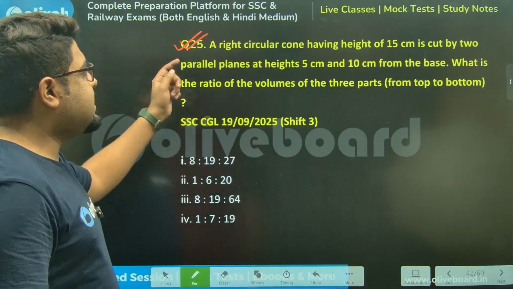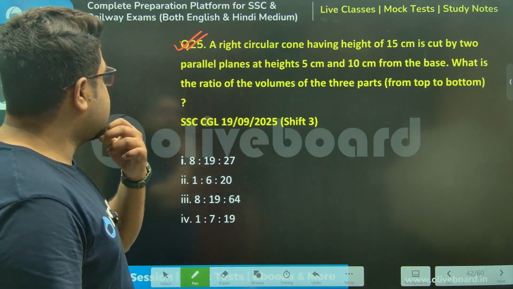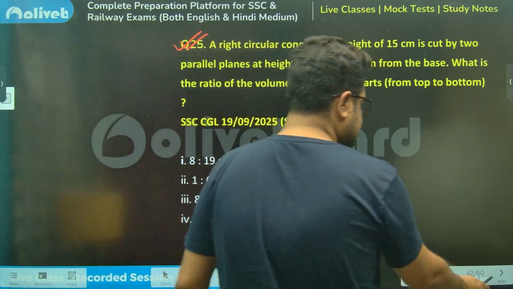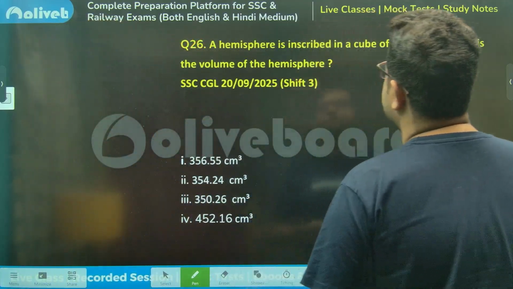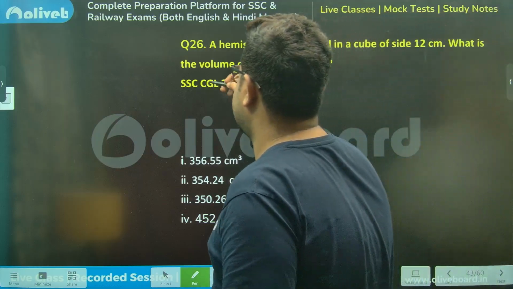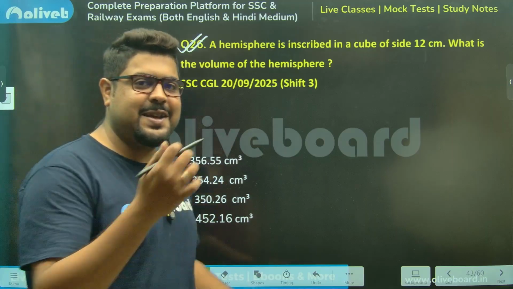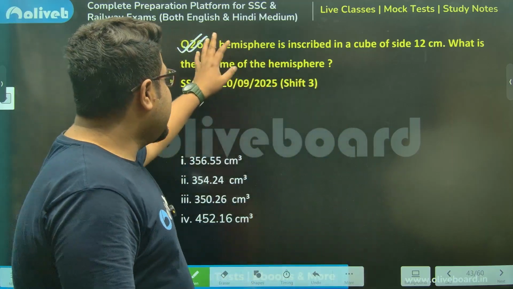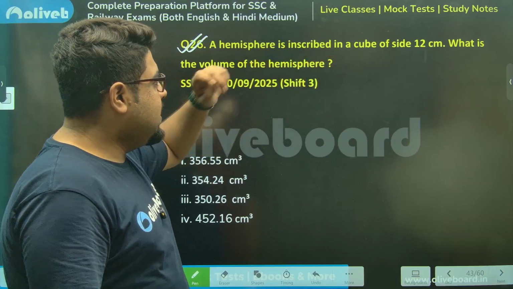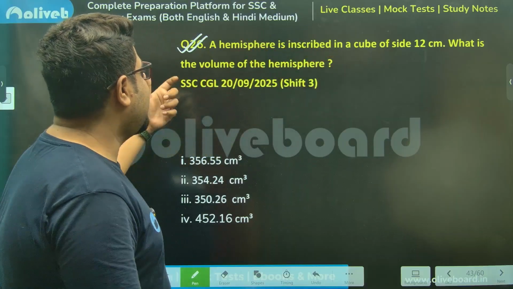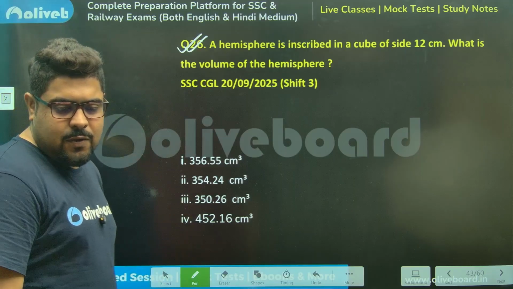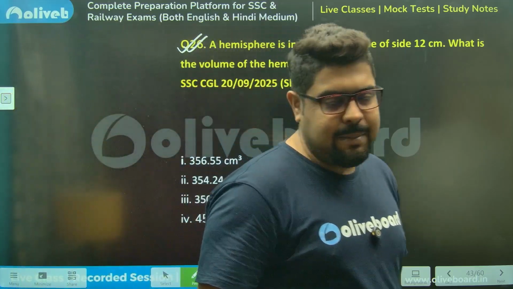So this is the right circular cone question. Wait, just a second, the frustum will not start yet. Let's start with this. First I'll discuss a bit, then we'll go into frustum. A hemisphere is inscribed in a cube of this side. What is the volume of the hemisphere that they are asking?